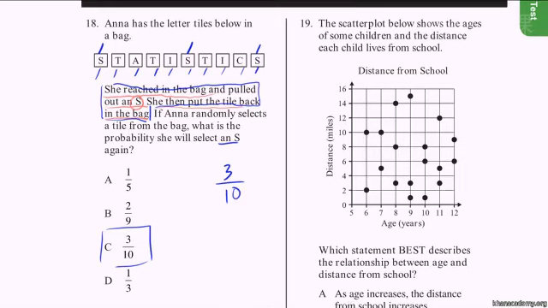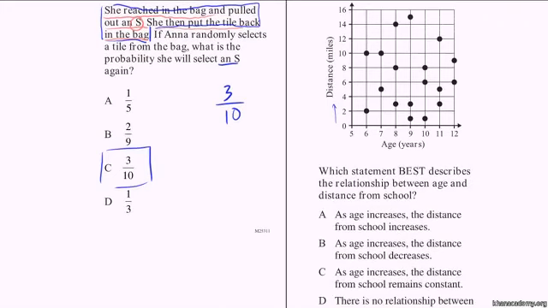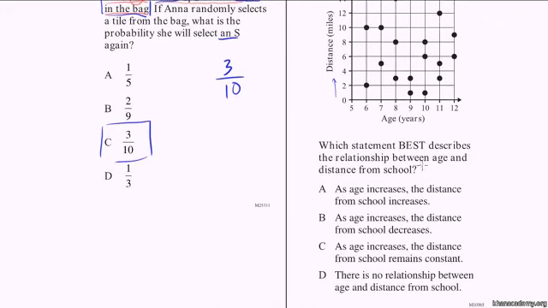Problem 19. The scatter plot below shows the ages of some children and the distance each lives from school. So this is the ages, and then this is the distance on that axis. Which statement best describes the relation between age and distance from the school? Well, just looking at this, I really don't see any relation. It seems to be fairly random. But let's see what the statements tell us.